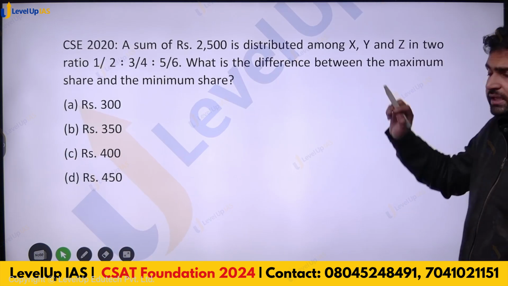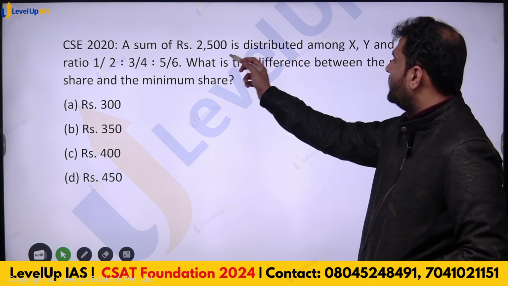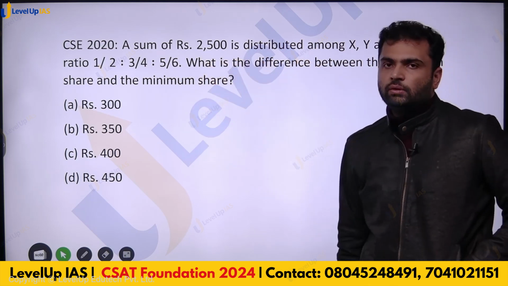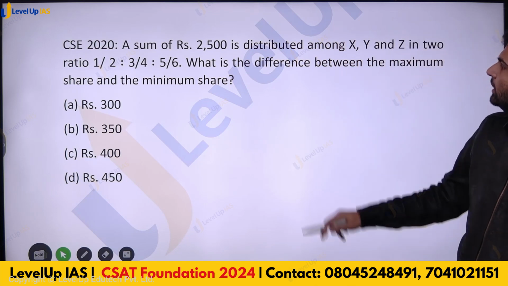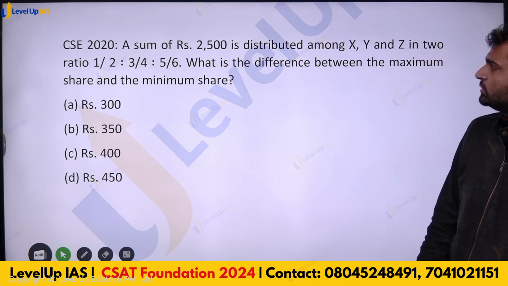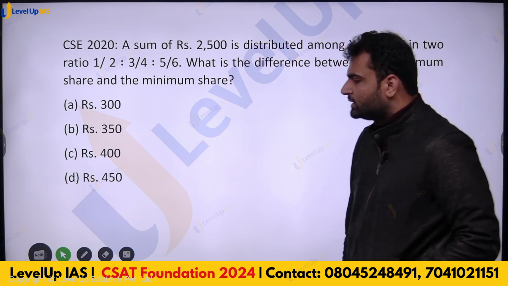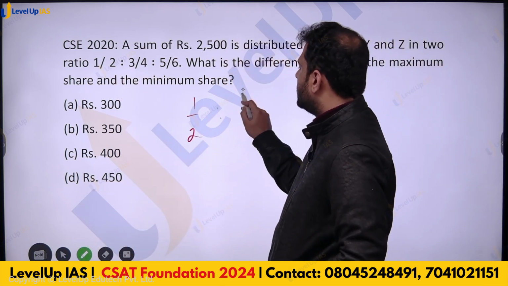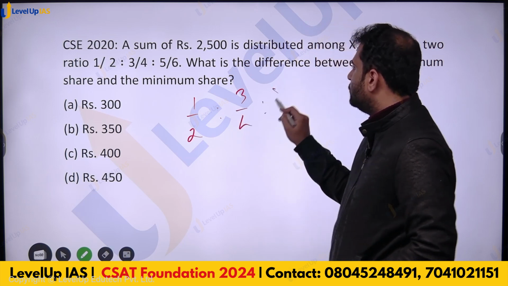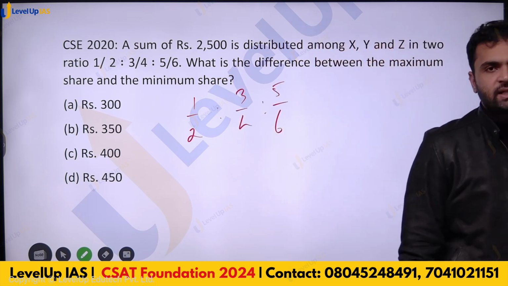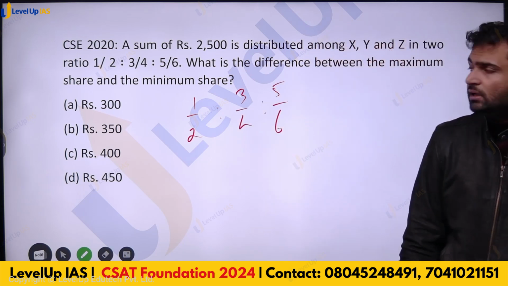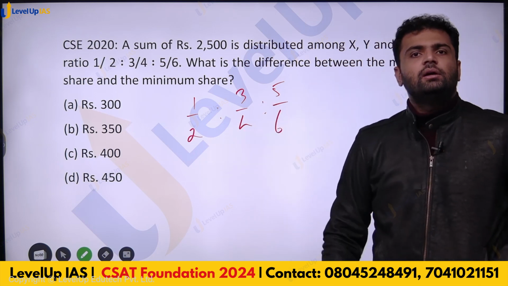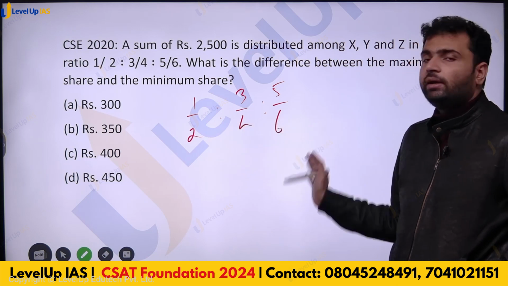Okay. Next is, a sum of 2500 is distributed among 3 friends in the ratio 1 by 2, 3 by 4 and 5 by 6. The question is, what is the difference between the maximum share and the minimum share? First and foremost, we have to observe that these proportions are in fractions. To avoid working in fractions, we multiply the entire proportion by a common higher number so that we get rid of the denominator.